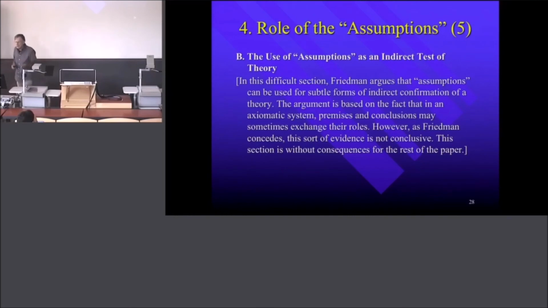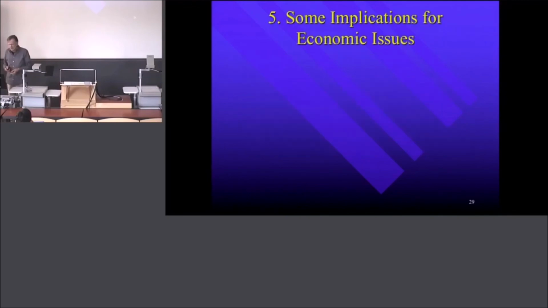In this difficult section, Friedman argues that assumptions can be used for subtle forms of indirect confirmation of a theory. The argument is based on the fact that in an axiomatic system, premises and conclusions may sometimes exchange their roles. However, as Friedman concedes, this sort of evidence is not conclusive, and this section is without consequences for the rest of the paper. So it's an additional way where he says how you can indirectly use assumptions as a test for the theory. But I must admit, I don't get the logic. I tried hard, I didn't get it. So if you've got a good idea how to understand that, I don't fully understand what's going on. And sometimes I thought it's completely inconsistent, but that I don't believe, I just don't get what it is. And therefore, I leave it out, and I can promise you it has no consequences for the rest of the paper.